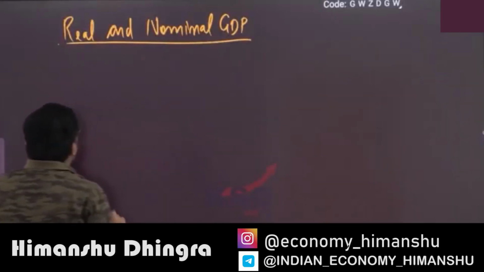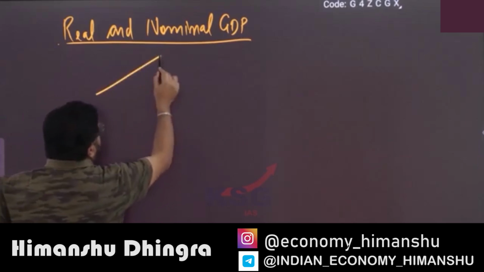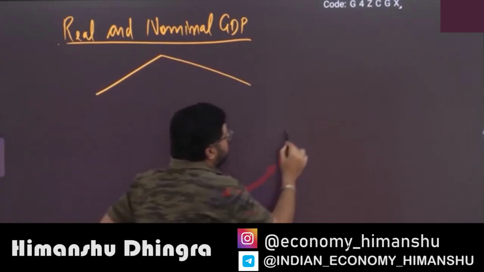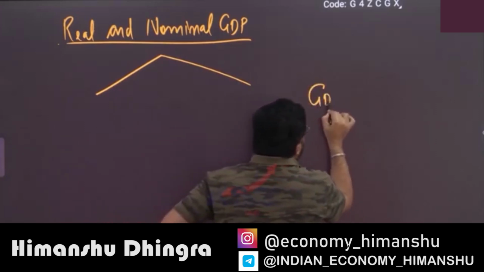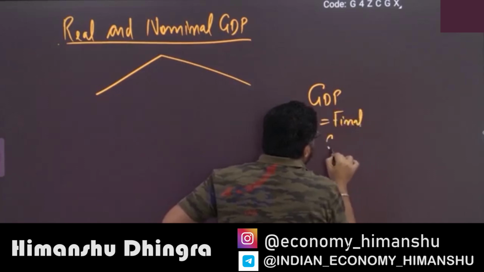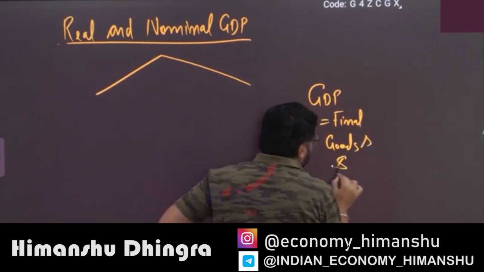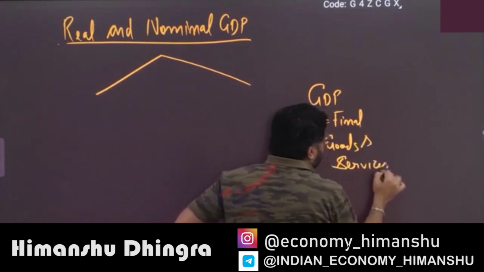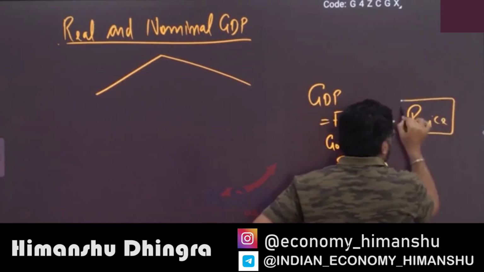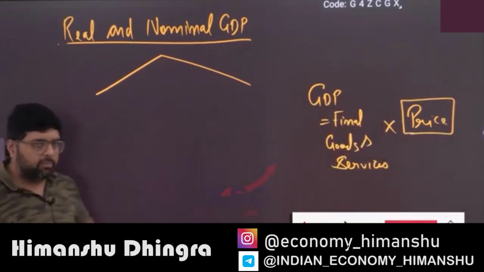Okay, real and nominal GDP. Now when we talk about the concept of real and nominal, as I told you, when we calculate GDP, the purpose is to see the final goods and services produced. So we calculate it as final goods and services produced into price. Now you have to multiply with this price.